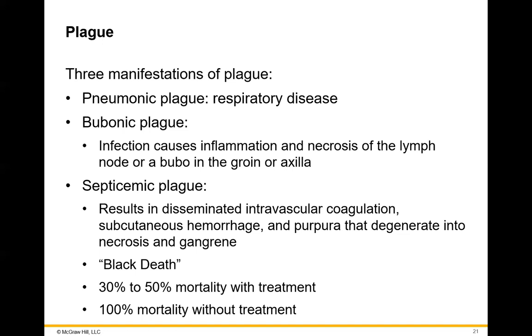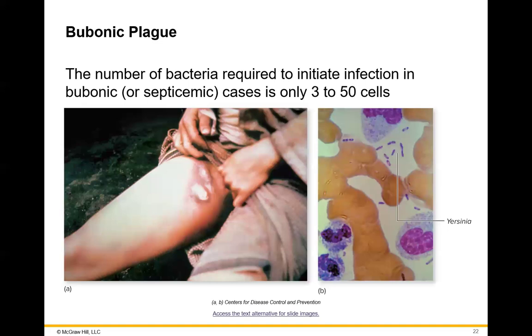But yeah, it can happen. Septicemic is the most deadly version of it. If we can treat you, you still have a 30 to 50% mortality rate, but it's 100% if you get septicemic plague and don't get treated.